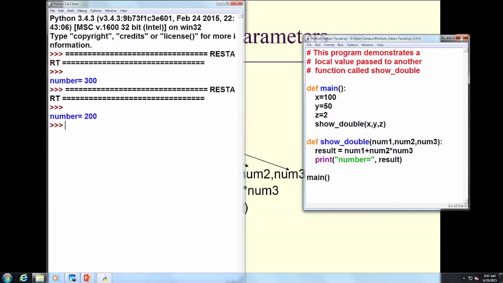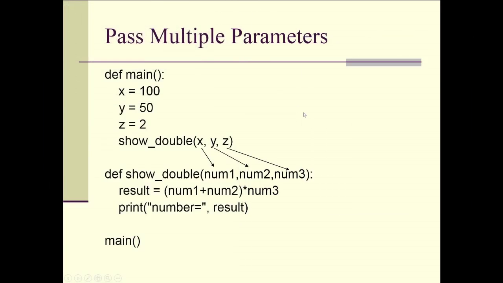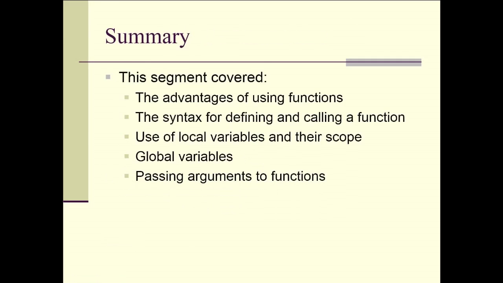Okay, so it gives you an idea of what functions are. And so now we've covered the advantages of using functions, and what a function is. We've talked about the syntax for defining and calling a function. We've used local variables and their scope, in other words, how far they can be read. We've talked about global variables, and we've talked about passing arguments from one function to the next. Hopefully this will help you modularize your next program. And thank you very much.